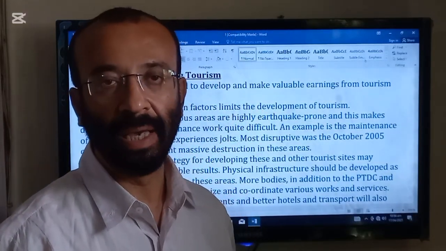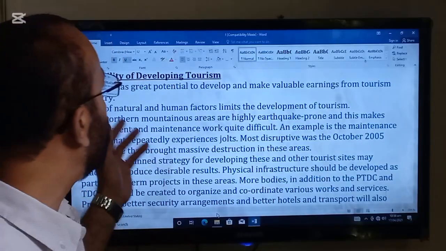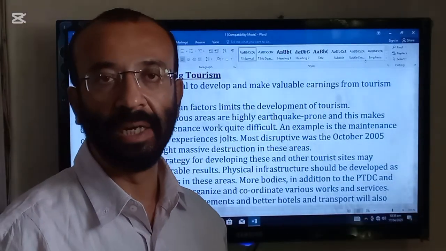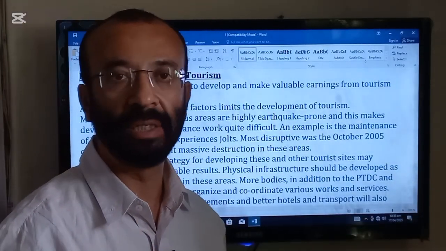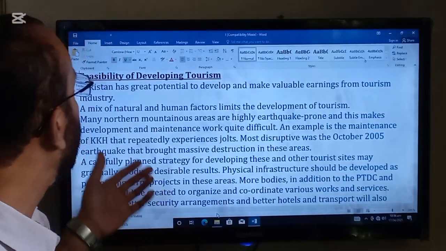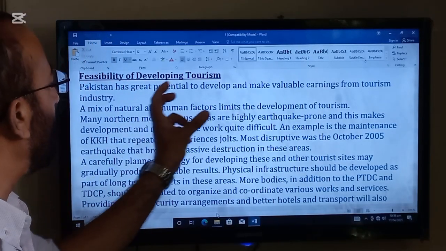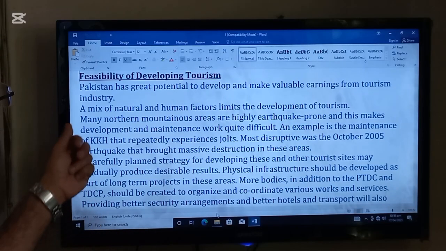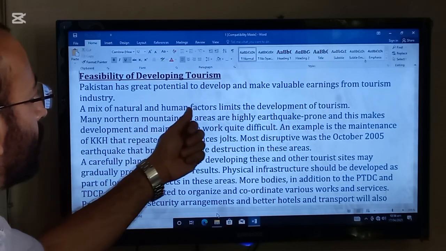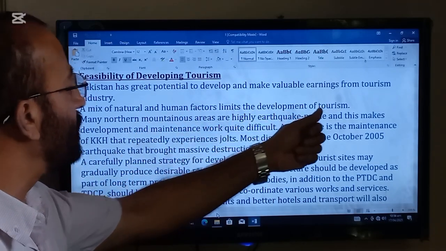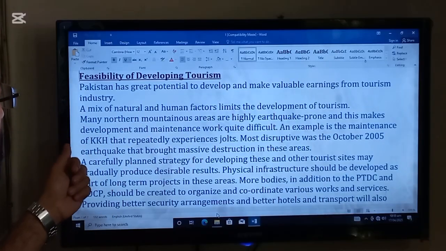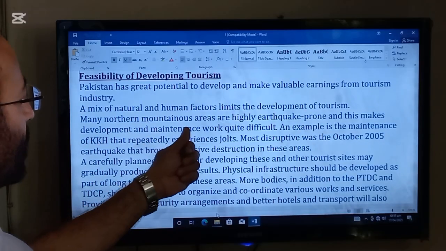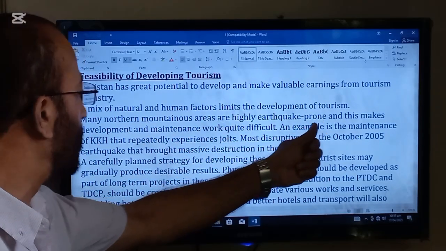The next point in the lecture is the feasibility and the advantages and disadvantages of promoting tourism in Pakistan. So first, we are going to read the feasibility of developing tourism in Pakistan. So what kind of potential is available in Pakistan? Pakistan has great potential to develop and make valuable earnings from the tourism industry. A mix of natural and human factors limits the development of tourism.